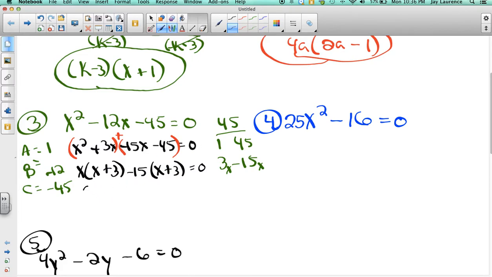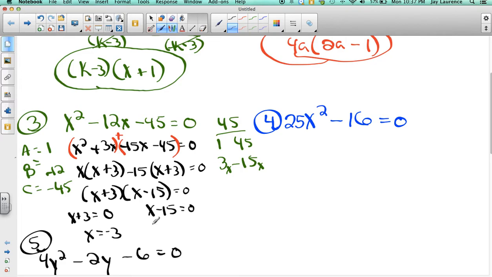There's an x plus 3, that's common, and an x minus 15 equals 0. And now I have to solve. I have x plus 3 equals 0, and x minus 15 equals 0. And of course, you'll end up with x equals negative 3, and x equals positive 15. So there is your solution.